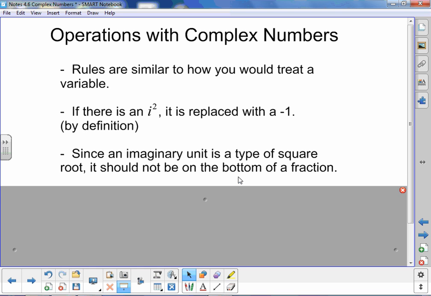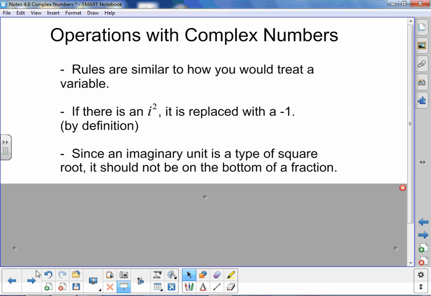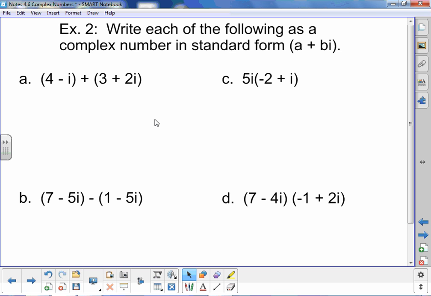Since an imaginary unit is a type of square root, it also should not be on the bottom of a fraction. We went over this before too. That whole bottom of a fraction thing doesn't really apply nowadays. Having a square root on the bottom is actually acceptable. Before, the math was a lot harder because they didn't have computers, so they ended up rationalizing the denominator. It's still a valid technique though, because it helps with your math skills. But yeah, I personally don't think it should be a rule anymore to not have it on the bottom. But anyways, let's go ahead and do these four.